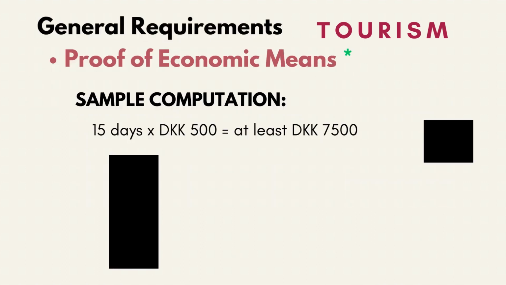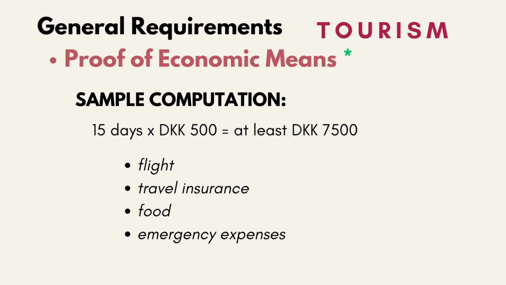So here's a sample computation. Let's say you would like to stay for 15 days. The minimum amount that you would need is 500 Danish kroner per day. So that's at least 7,500 Danish kroner. Now, this excludes the flight cost, your travel insurance cost, as well as food and emergency expenses. So it's a good number if you can double the amount plus the incidentals.